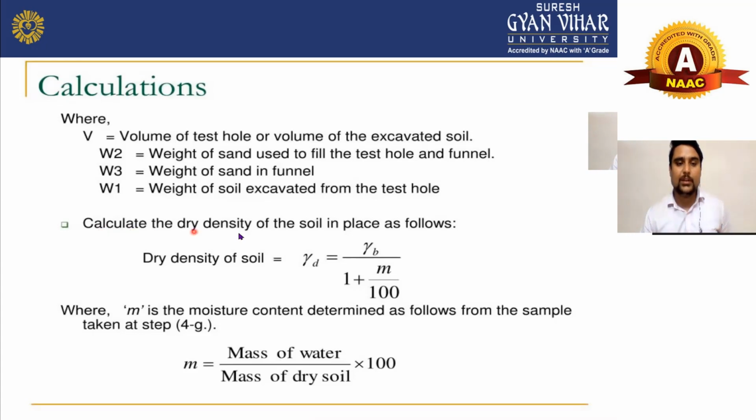Now calculate the dry density of soil in place as follows. Dry density of soil, gamma D, is equal to bulk density upon 1 plus m upon 100. What is m? M is the moisture content determined as follows from the sample taken. As you can see, m is equal to mass of water upon mass of dry soil into 100, and you will get the moisture content in percentage by this formula.